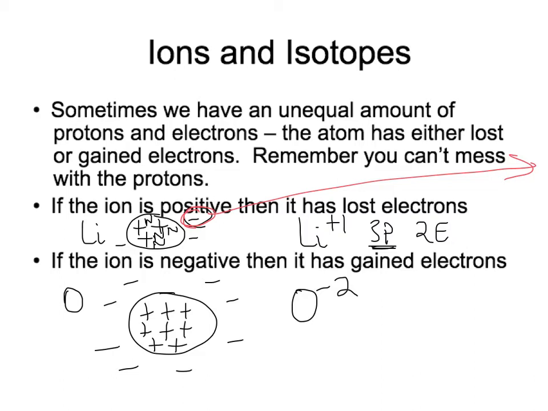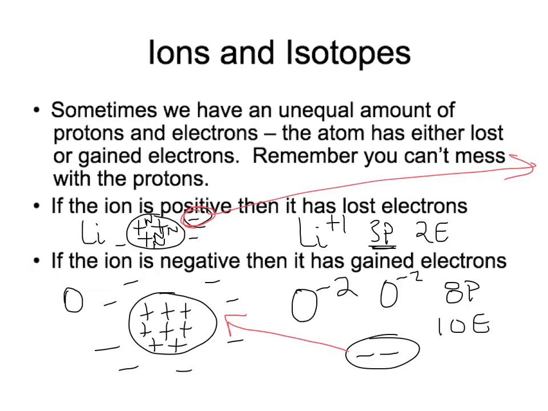Well, again, I can't just go ahead and take away protons. That just cannot happen. But what could happen is 2 electrons could decide to join the party for reasons we'll look into next. And that's exactly what does happen. So oxygen minus 2 ends up having 8 protons, of course, otherwise it wouldn't be oxygen. 10 electrons, and then depending on what isotope it was, we could figure out the neutrons.